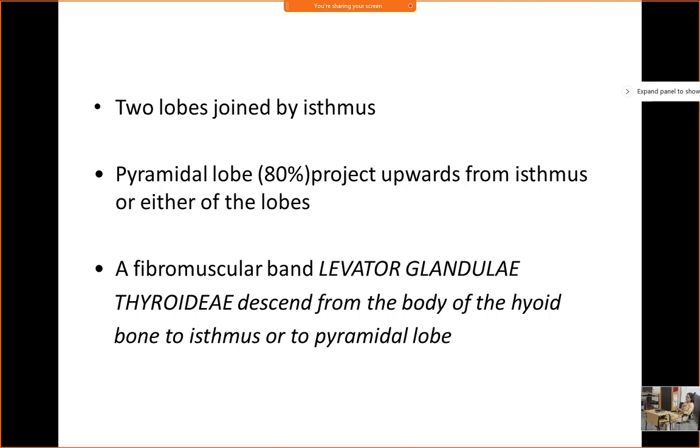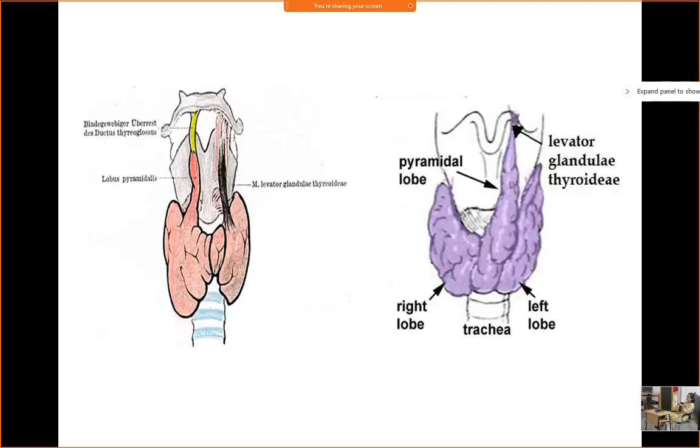Now, a fibromuscular band known as the levator glandulae thyroideae descends from the body of the hyoid bone to the isthmus or to the pyramidal lobe. So in this condition, it is known as the levator glandulae thyroideae. There is a reason why it is named so. This you will come to know in the coming slides.